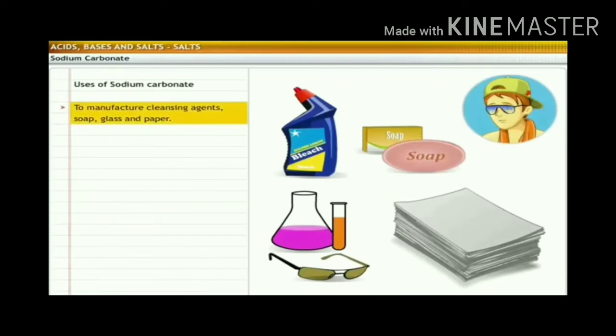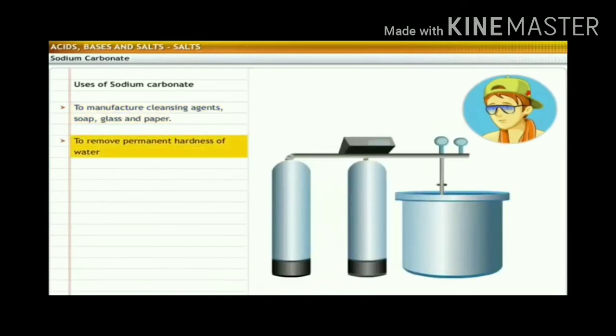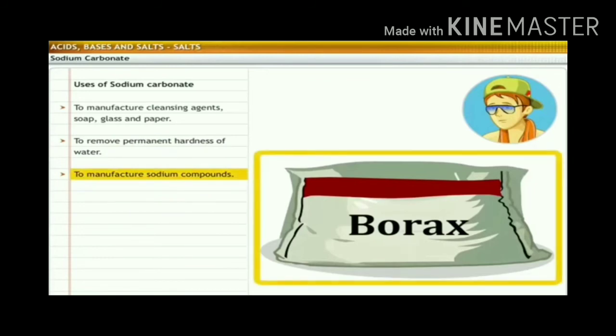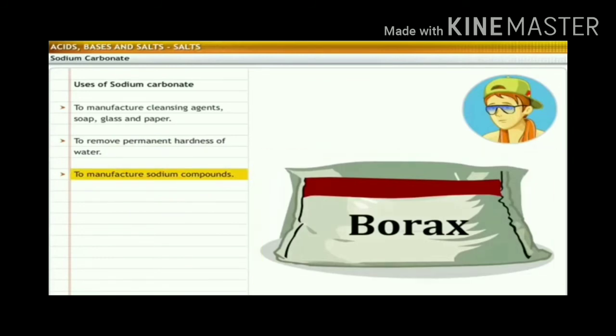Sodium carbonate is used to manufacture cleansing agents, soap, glass, paper, etc. It is also used for removing the permanent hardness of water. It is used to remove the dissolved salts in the water and make the water clean for drinking. It is even used to manufacture sodium compounds like borax, which is used as a cleansing agent.